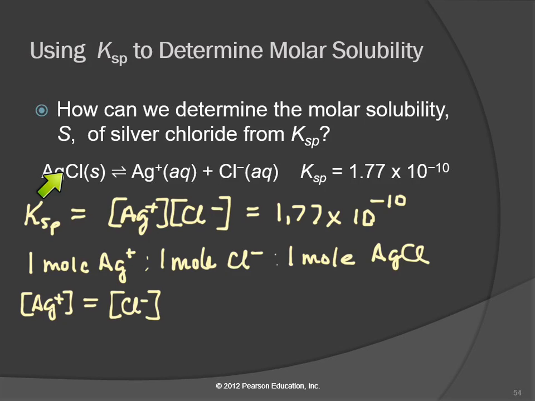Because it's like taking apart a pair of shoes. There's 1 left shoe and 1 right shoe. And if all the shoes came in pairs, then you have an equal number of left and right shoes. There's no way to get an uneven number. They're going to be equal. So this equals that. We could call that X if we wanted to, or we could call it S, because this is moles per liter. And for every 1 mole of silver chloride that dissolves, we get 1 mole of chloride and 1 mole of silver.